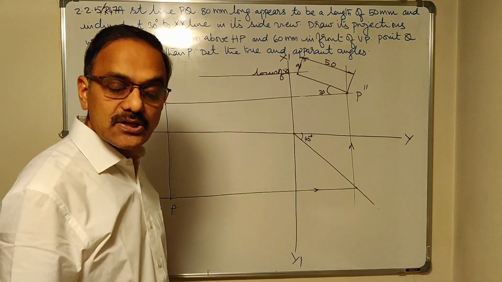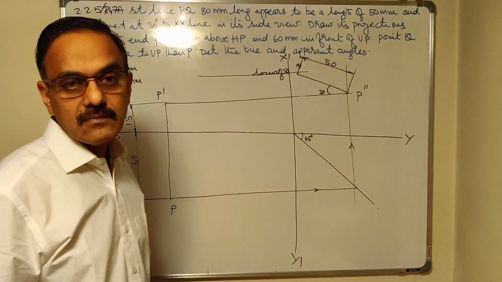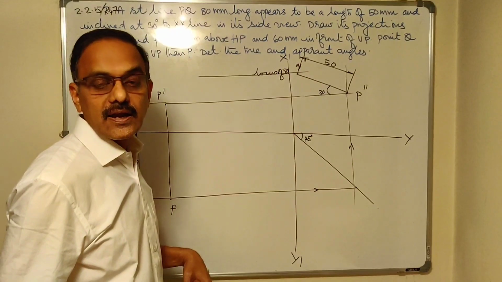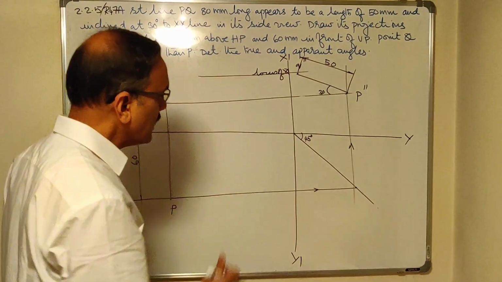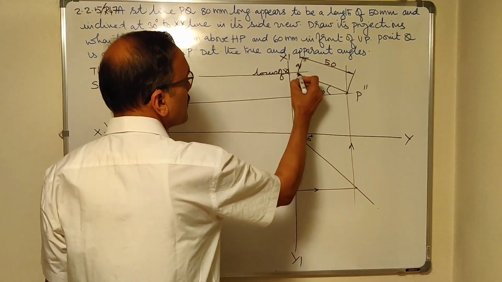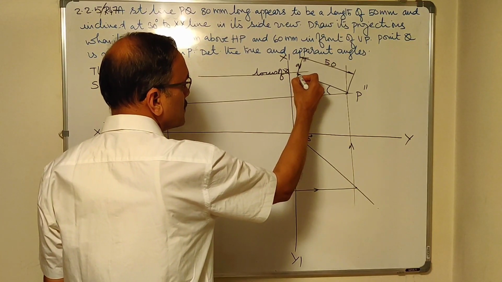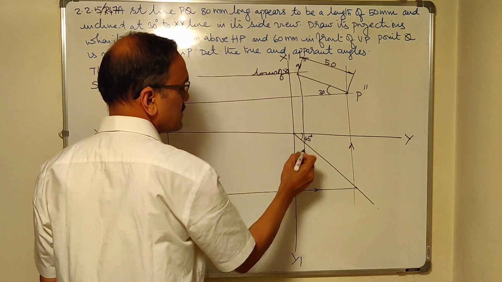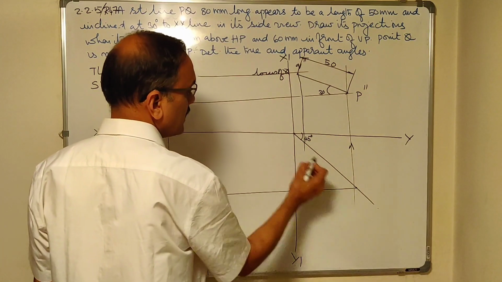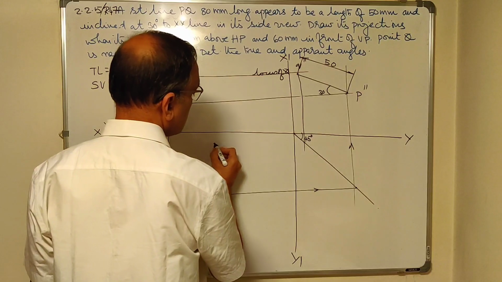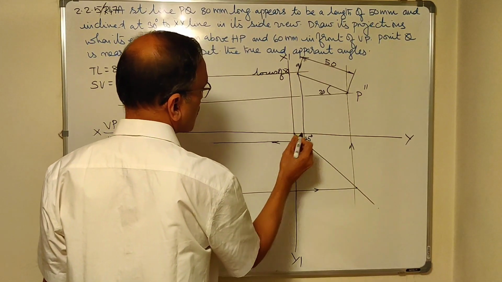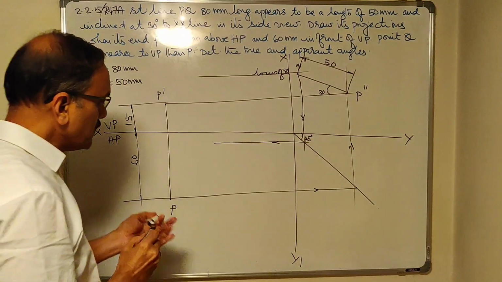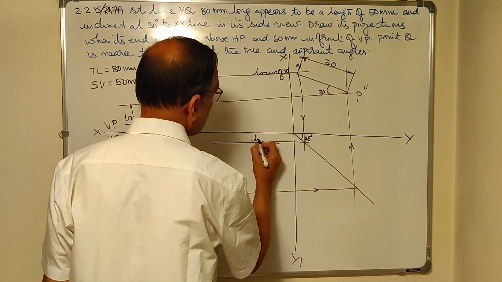Similarly, I want to get its locus in the top view. What is the procedure? We adopt the reverse procedure of getting the profile view. The profile view is there. Now I want to get the top view. So I will draw a line perpendicular to XY. It will intersect the 45 degree line at some point. I will come back in this direction. Now this should be the locus of Q in the top view.